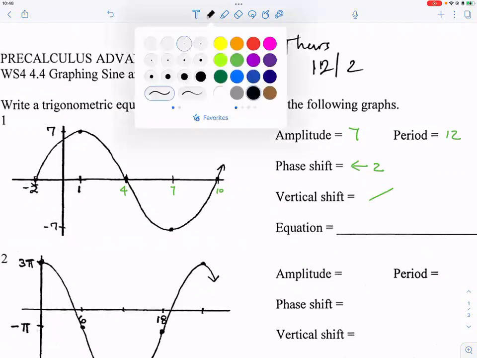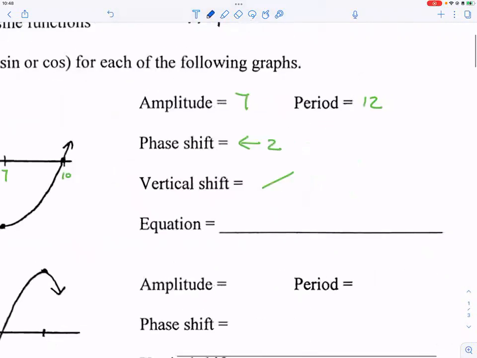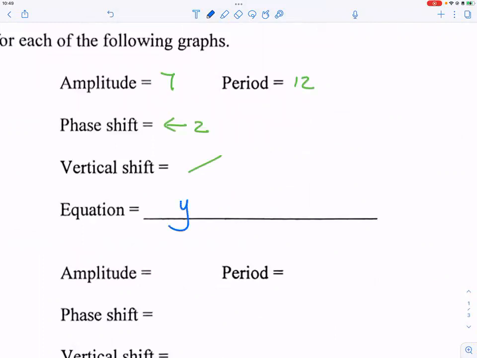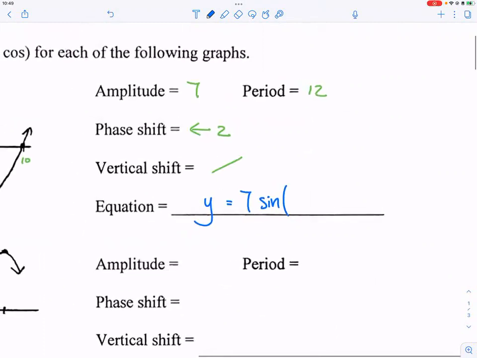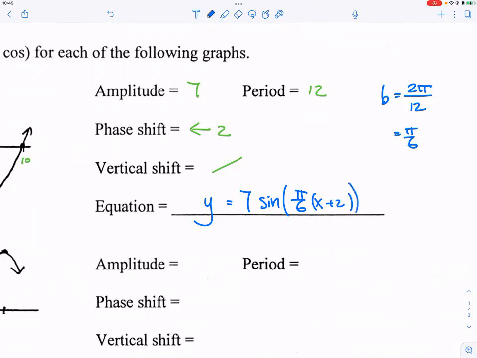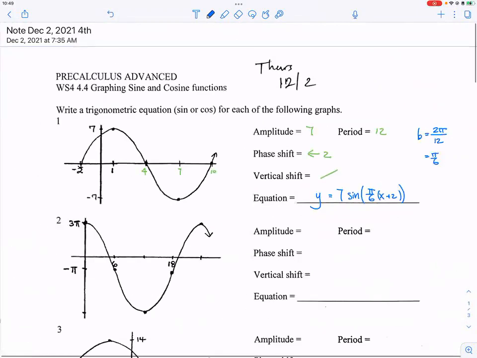So we should have all the values that we need. If we do a sine function, we have 7 sine, and then what's the b value? Pi over 6. And how do we get pi over 6? 2 pi over the period, right? The period is 12, so b is equal to pi over 6. And then it's going to be x plus 2 because it's a horizontal shift to the left by 2 units. So that would be the equation for a sine function.